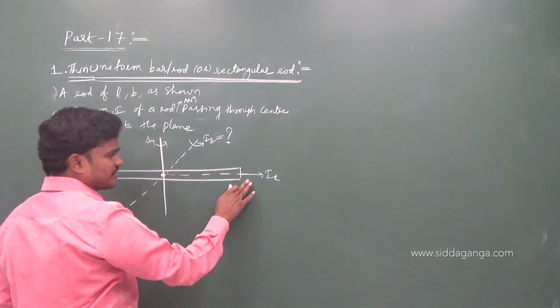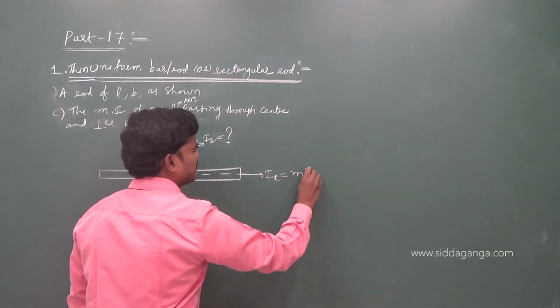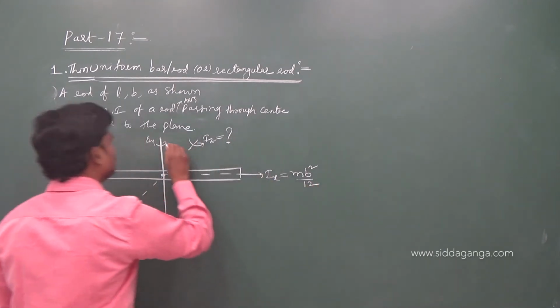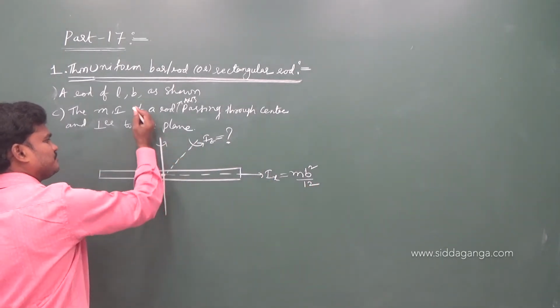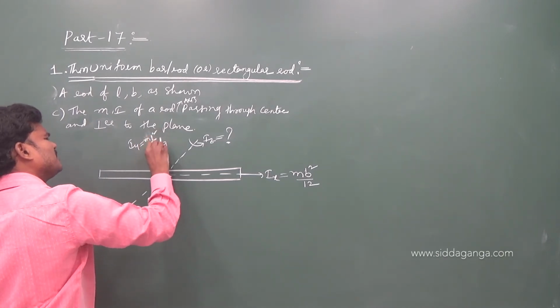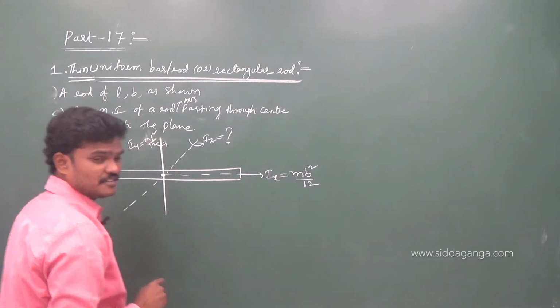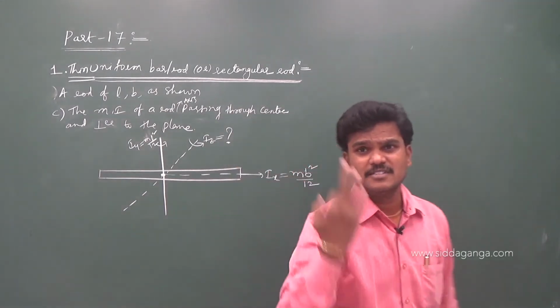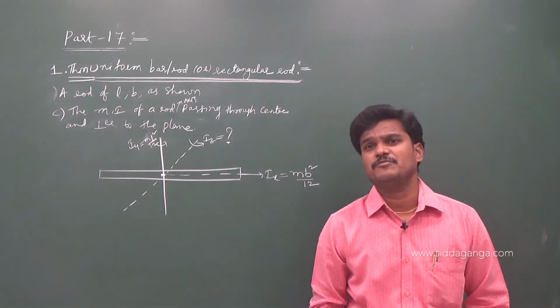Anyhow, about this breadth, how much did you get earlier? M b square by 12. About this, how much? Just now got it. ml square by 12. See, there are three axes. One is x-axis, one is y-axis, other one is z-axis. Tell me what type of theorem I have to use?